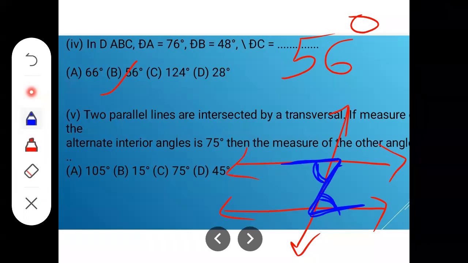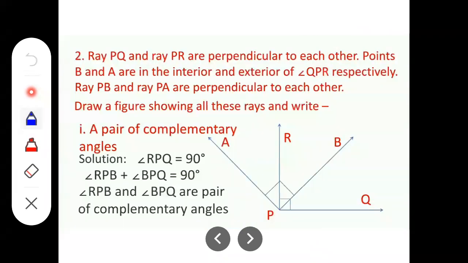And alternate angles are congruent. So if one is given 75 degrees, its pair will also be 75 degrees. Okay, so right here your correct option is 75 degrees. Understood all the 5 MCQ type questions here. Now here we will go for another example. Second example is here. Now let's understand what you have to write here.